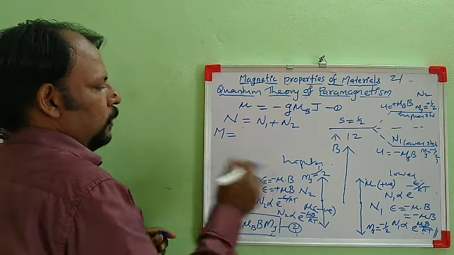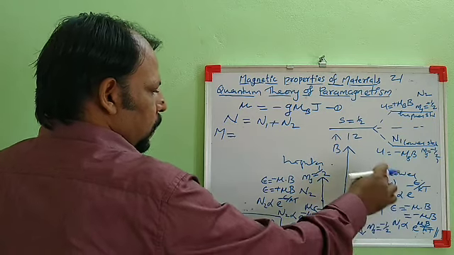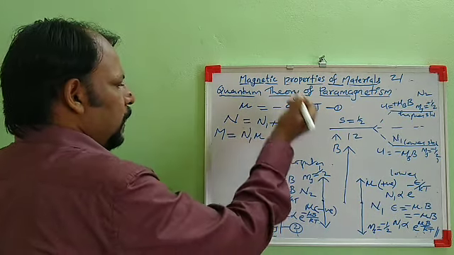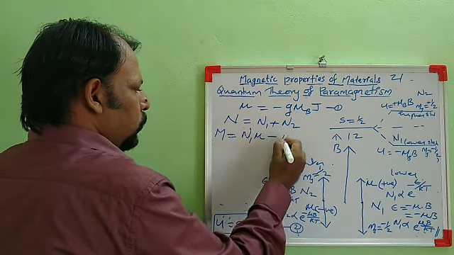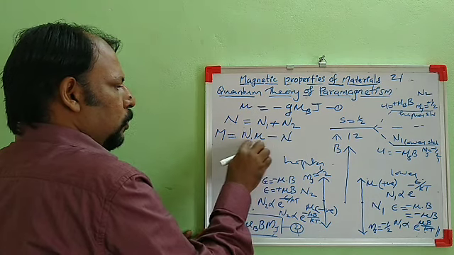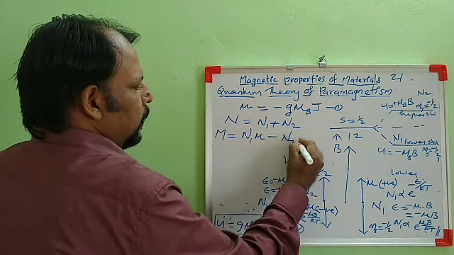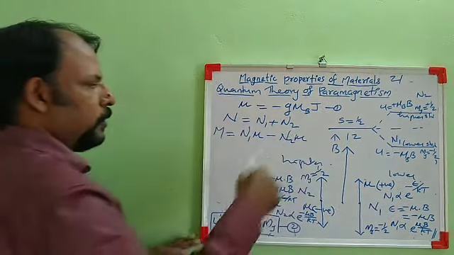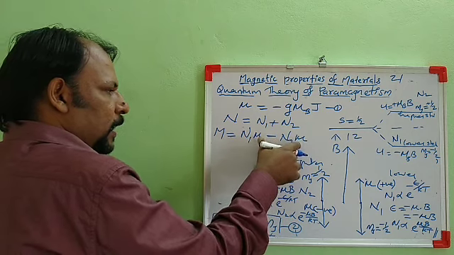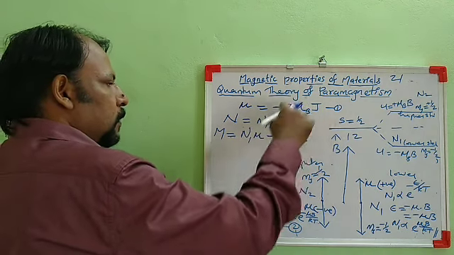That means the total magnetic moment, if I take mu as the magnitude of magnetic moment, is n1 mu along the direction of field. Each dipole has a moment mu, so the total moment will be n1 into mu along the direction of field, and n2 into mu opposite to the direction of field. I give the negative sign here, so I represent mu as the magnitude.